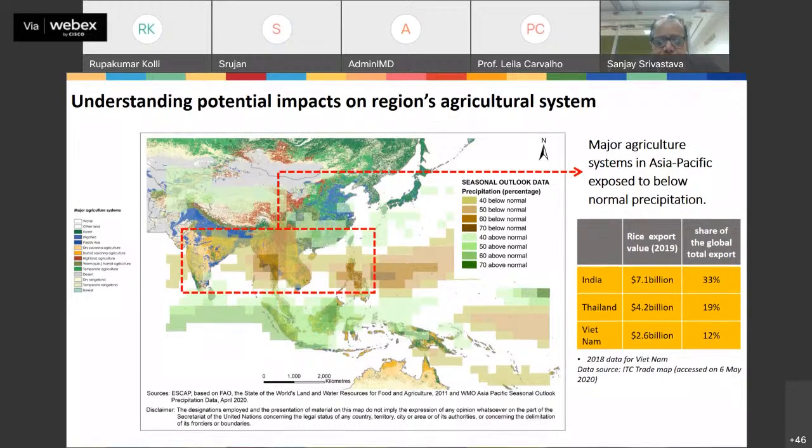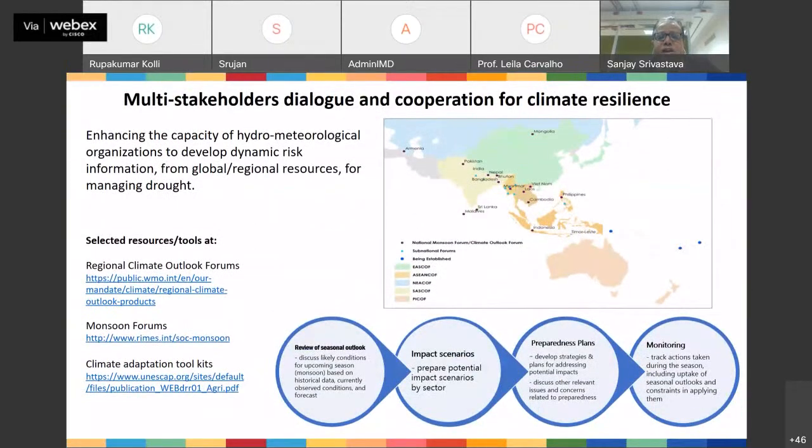The next slide is going to tell you how this information is disseminated. This information comes from research to analysis to the public policy arena. We used many of the existing platforms. Dr. Rup Kumar is aware of some of this. The regional climate outlook forums, we used to convert the seasonal forecast to the impact outlook and disseminate it to the regional climate outlook forum. There are many regional climate outlook forums in the Asia and Pacific region.